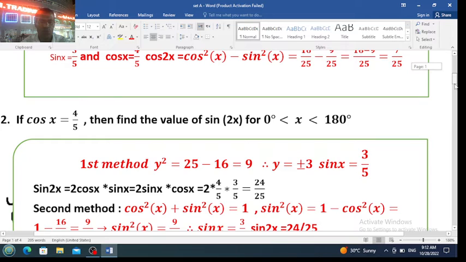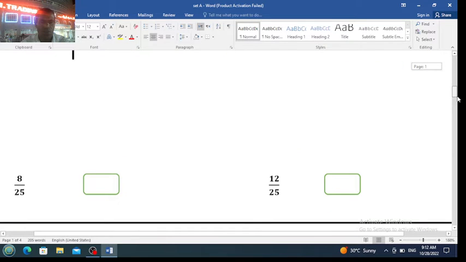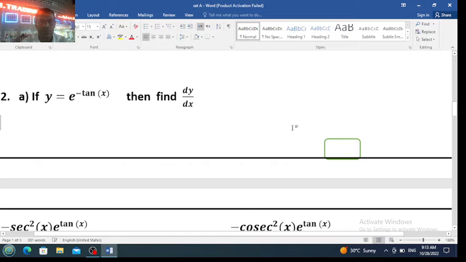Now we move to question number 3. Okay, question number 3. I'll just erase this one. No need for this because I already explained it. Okay, now for the second question, I will also erase this one and this one.